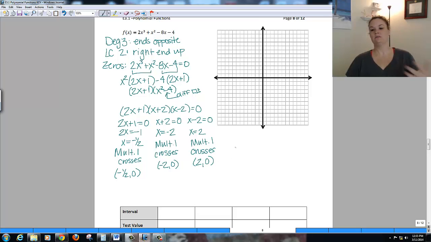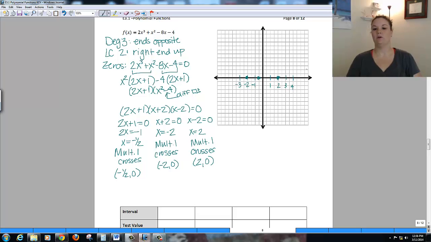Okay, so this one I'm going to scale it like I did the last one. I'm going to go by halves since we have a half here. So I'm going to call this 1, this is 2, this is 3, this is 4. And over here I have -1, -2, -3, and that's probably far enough. Okay, so my x-intercepts are at -1/2, which is here, at -2, which is here, and +2, which is here.